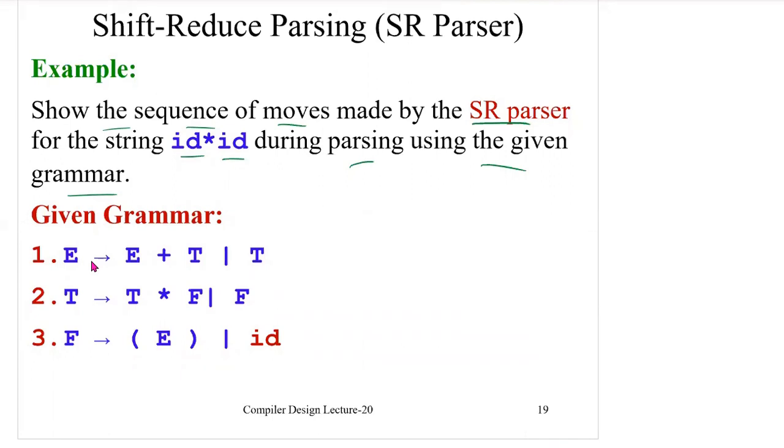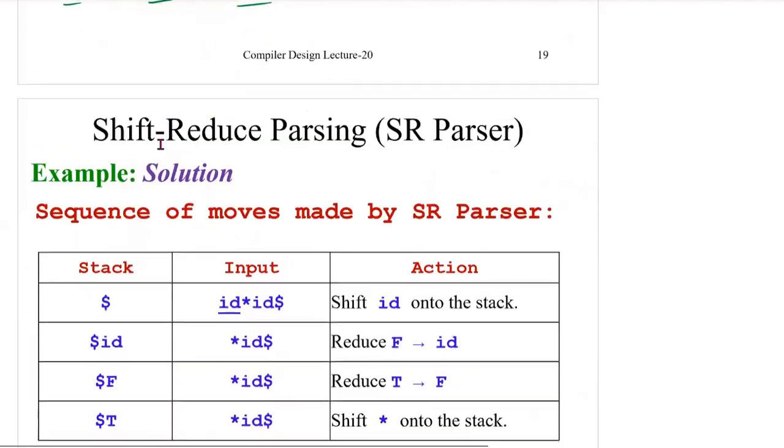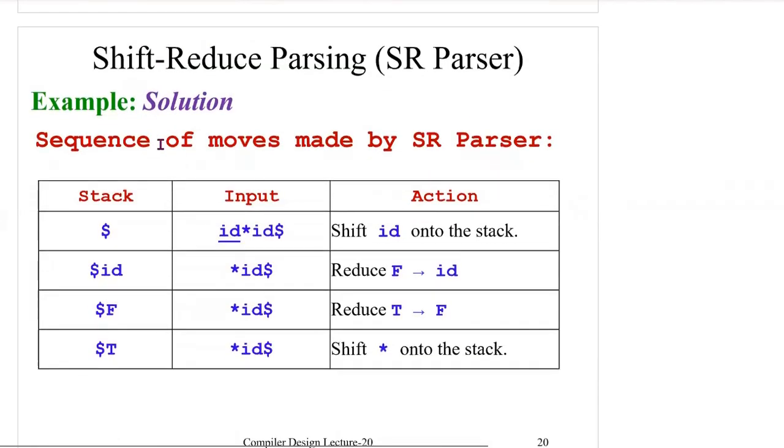This is the given grammar: E derives E + T or T, T derives T * F or F, then F derives (E) or id. Now let us see how the shift reduce parser will be done. The sequence of moves is shown in the table below. First we take the stack, then input, then action. Action means any of four: either shift, reduce, accept or error. The actions are a combination of these four values only.